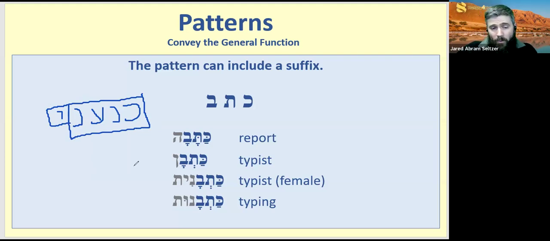So we have the same thing with Hebrew. An ivri is a Hebrew. An ivriya is a Hebrew woman. So you can get yods, you can get heys, you can get nuns, you can get vavs. Are there any other letters? Maybe. I can't think of any.